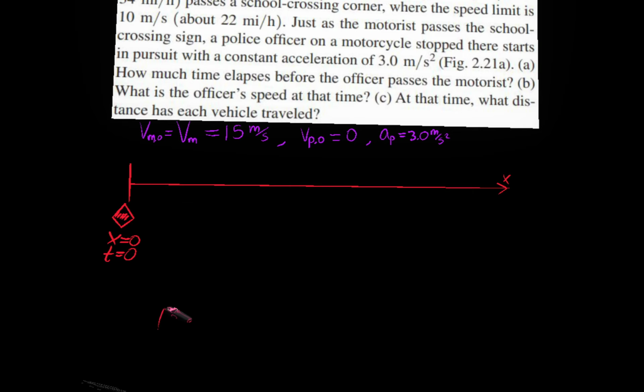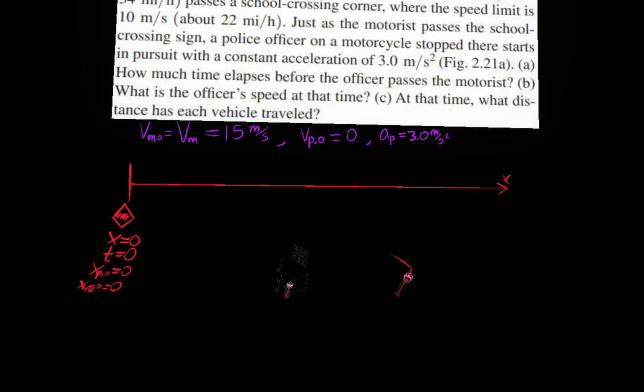And so the policeman starts here, and we can write some other things down, I suppose. So x naught, or xp naught, the initial position of the policeman is 0, and the initial position of the motorist is equal to 0. But the difference is the motorist is already carrying some velocity, whereas the police has to accelerate from a stop at an acceleration of 3 meters per second squared.